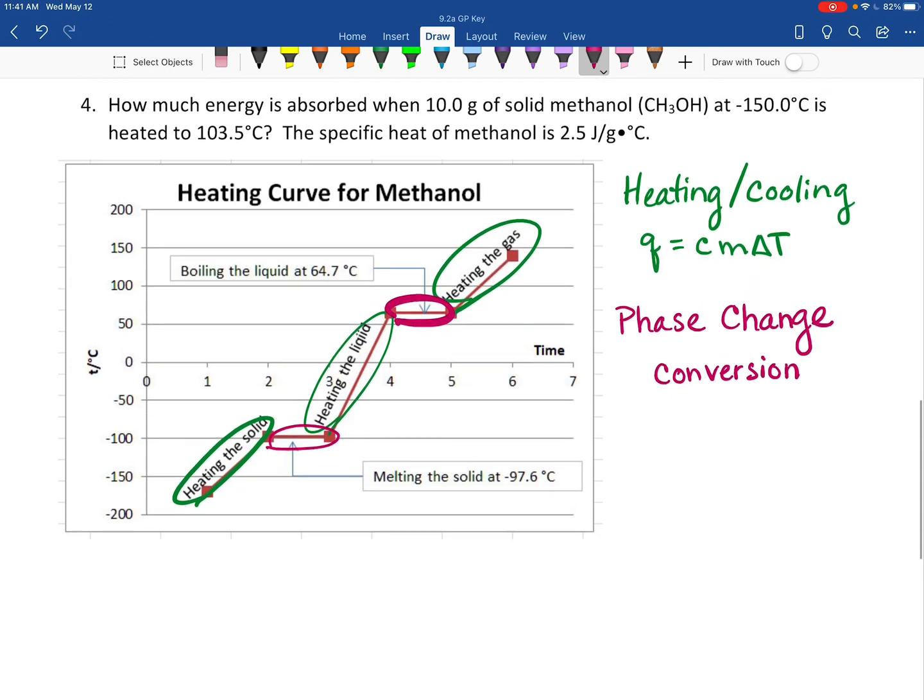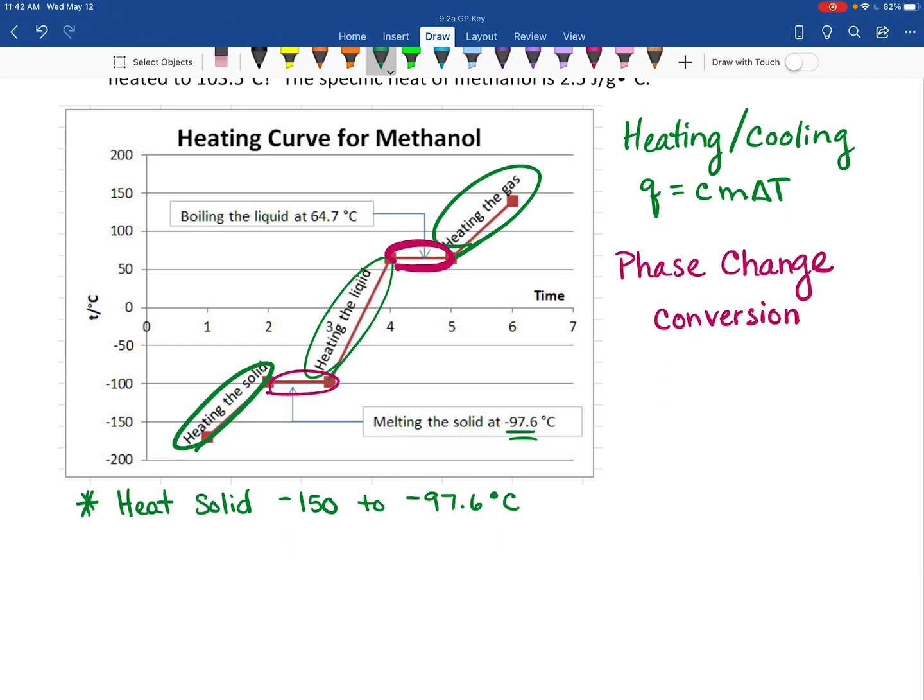So the first part of it is going from negative 150 degrees Celsius to the melting point, which is negative 97.6. So that is going to be our first part. We are going to heat the solid from negative 150 to this melting point, negative 97.6.